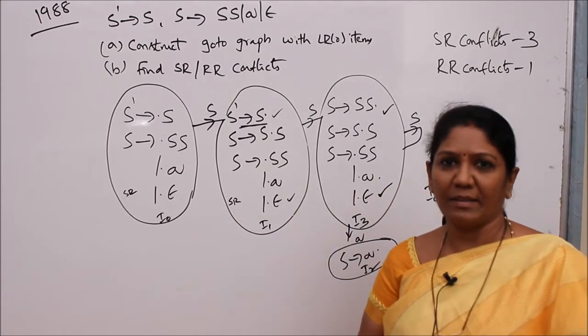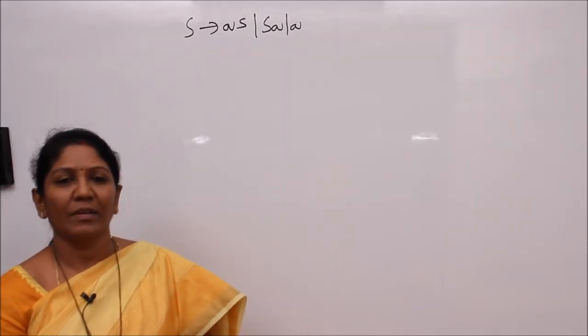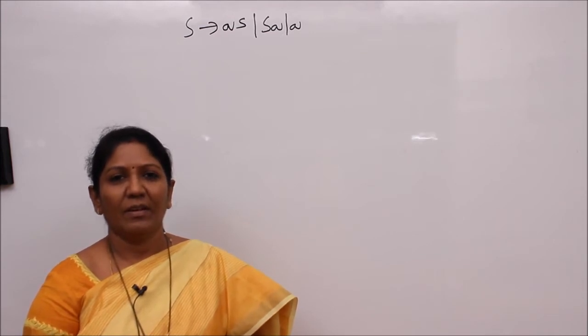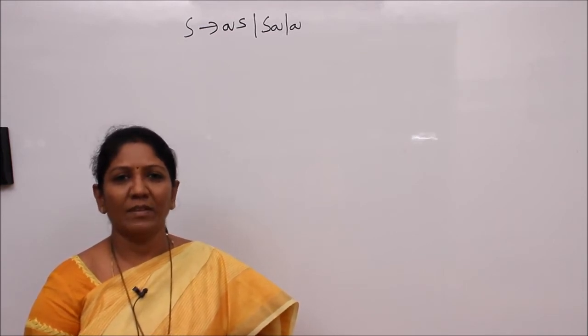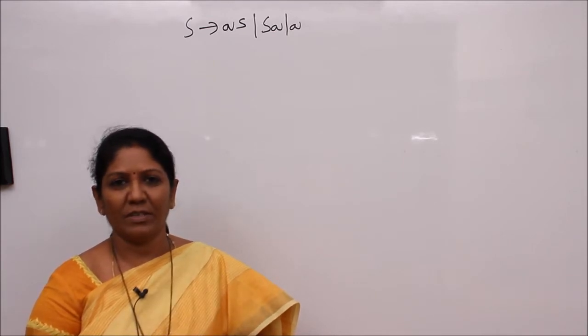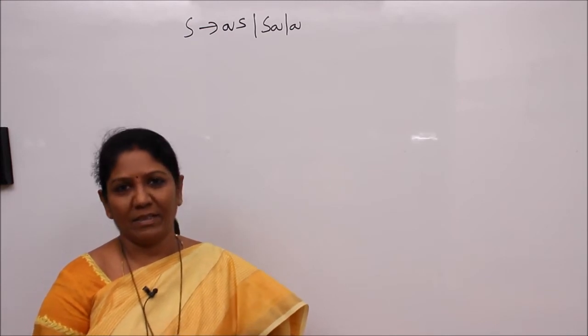It can be asked like that also. So let's take this grammar. The question on this grammar is like this. Draw the DFA with LR1 items and find out the number of inadequate states. That is the first question. And the second question is find the type of inadequate states.